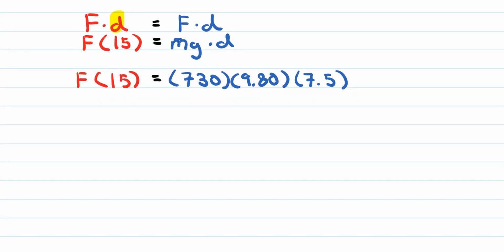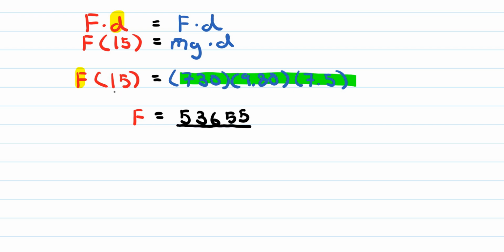With that, we have enough information to solve for capital F, which is the force in the cable. If I go to the calculator and multiply all that out, we get 53655, and then we divide that by 15, and we get a force equal to 3,577 newtons. So that's the amount of force that we need to lift that pipe off the ground.